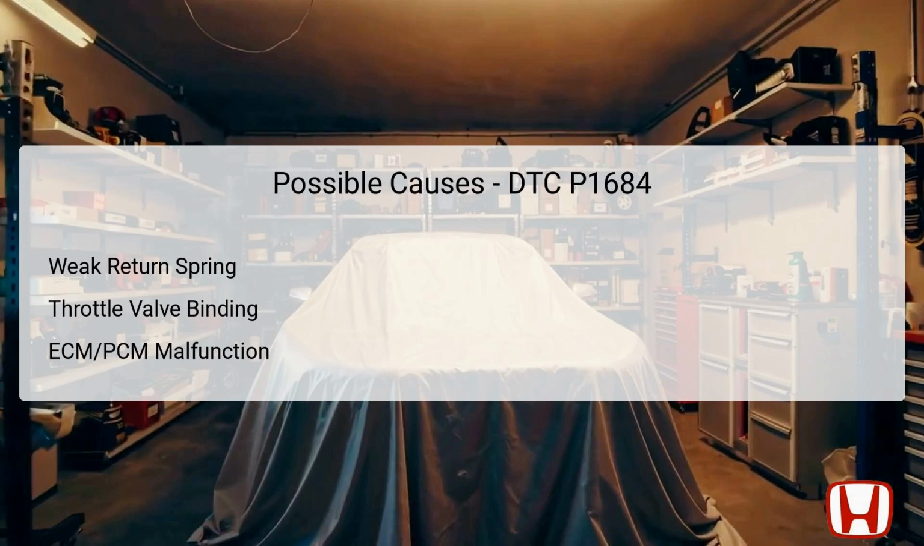Another possibility is that the throttle valve itself may be binding due to dirt or debris, preventing it from moving freely. Additionally, the Engine Control Module, ECM, or Powertrain Control Module, PCM, can malfunction, leading to erroneous readings or miscommunication with the throttle body. Identifying these causes is essential, as each influences the vehicle's overall performance and can lead to different repair strategies. Checking each component carefully helps pinpoint the root of the issue for accurate resolution.